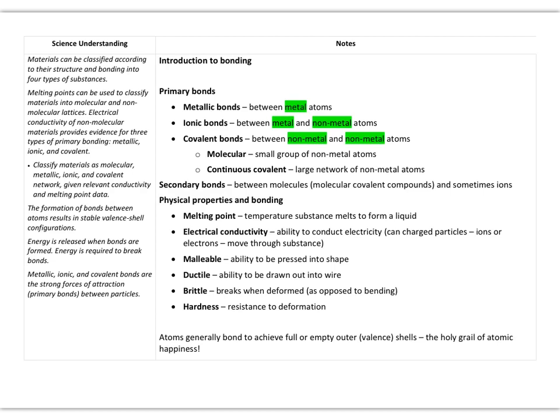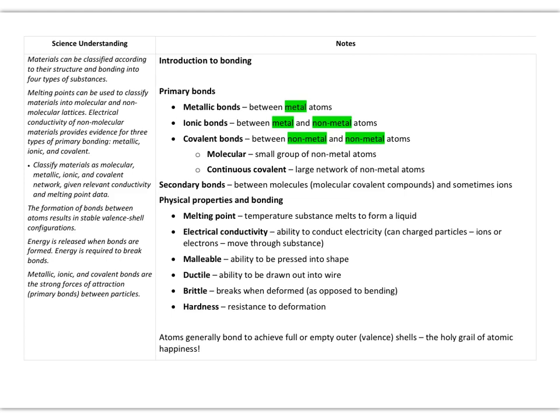And primary bonds fall into 3 general categories. They are metallic bonds between metal atoms, ionic bonds between metal and non-metal atoms, and covalent bonds between non-metal and non-metal atoms. And we're going to look at 2 different types of covalent bonds. Molecular covalent bonds, which is where we have a small group of non-metal atoms bonded together, and continuous covalent compounds where we have large networks of non-metal atoms. These have some quite different properties, that's why we'll consider those separately.